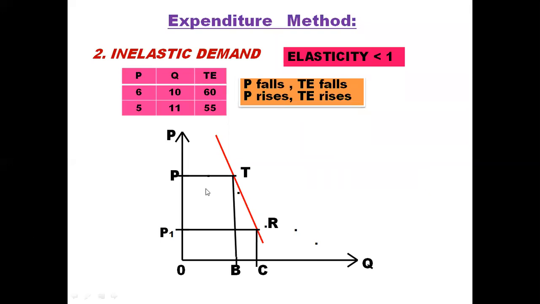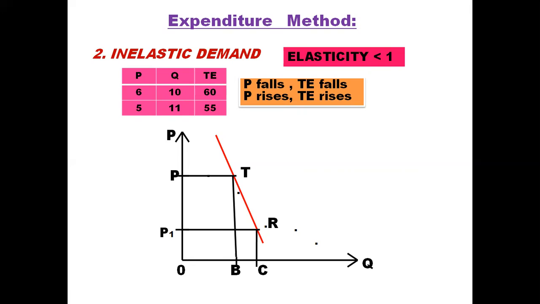So let us see diagrammatically. Suppose initially the price is OP. So the total expenditure is OBTP, right? And when the price falls to OP1, the new total expenditure is OCRP1. So this rectangle is smaller, OCRP1. So when the price falls, total expenditure falls.